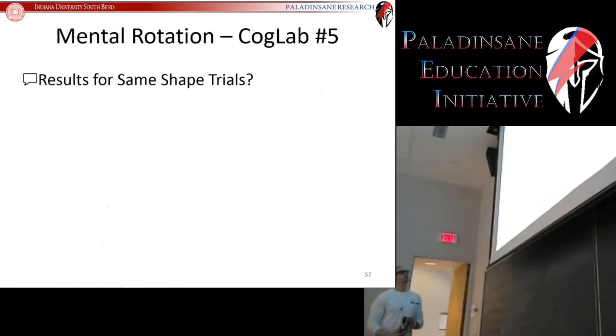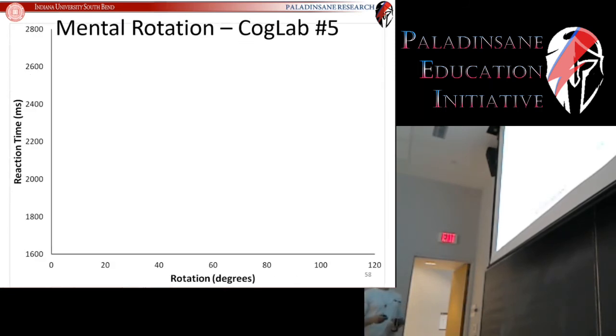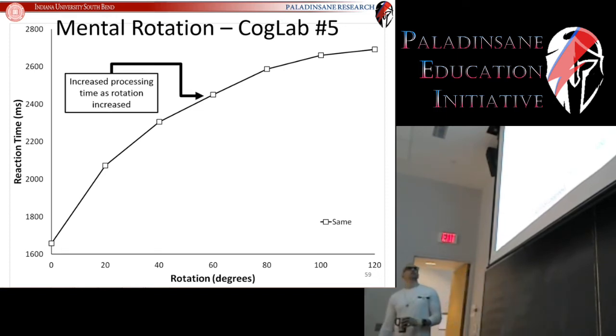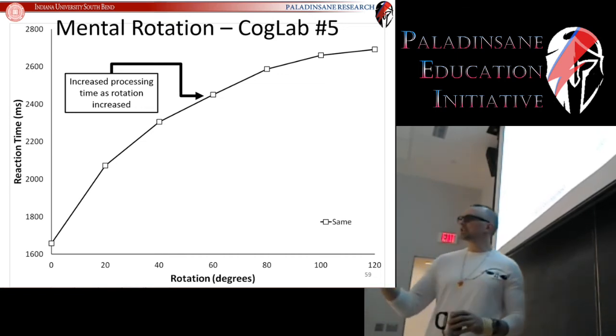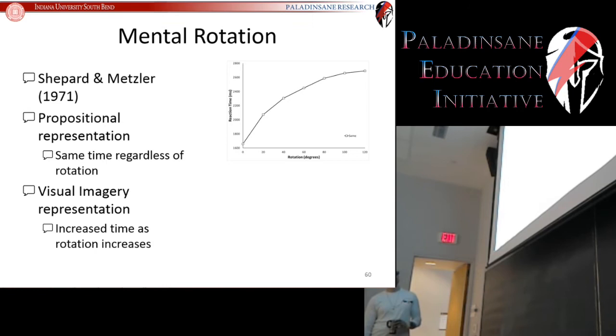Let's take a look at what we actually found in our CogLab. For the same shape trials, once again, we have rotation degrees on the x-axis and reaction time on the y-axis, in milliseconds. This one is at about 1.6 seconds, and this is 2 seconds right there. As you can see, we have a little bit of an asymptotic function. But importantly, once again, we have increasing reaction times as rotation increased. So it took you longer to say these two are the same as the rotation increased, and that, again, is consistent with this idea of imagery representations.